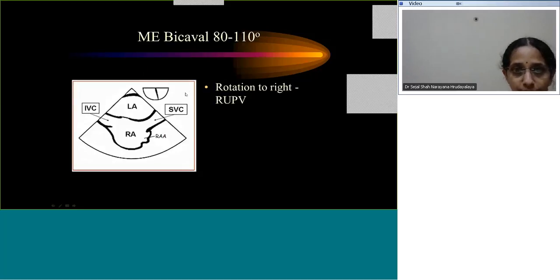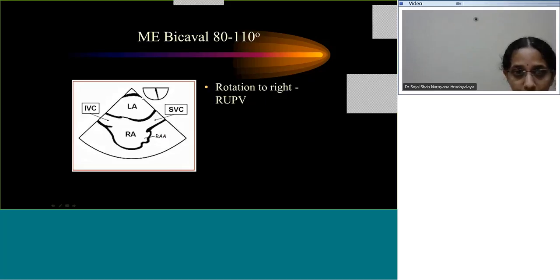Then we shift to the bicaval view, which is around 90 degrees, and we might have to rotate the probe a little bit towards the right to open up the IVC and the SVC. Here we can see that the structures which are close to the apex of the heart come on the right side of the screen. One important message we saw as we went through the views is that the apical structures come to the right side of the screen. The IVC is going to come to the right and the SVC is going to come to the left.